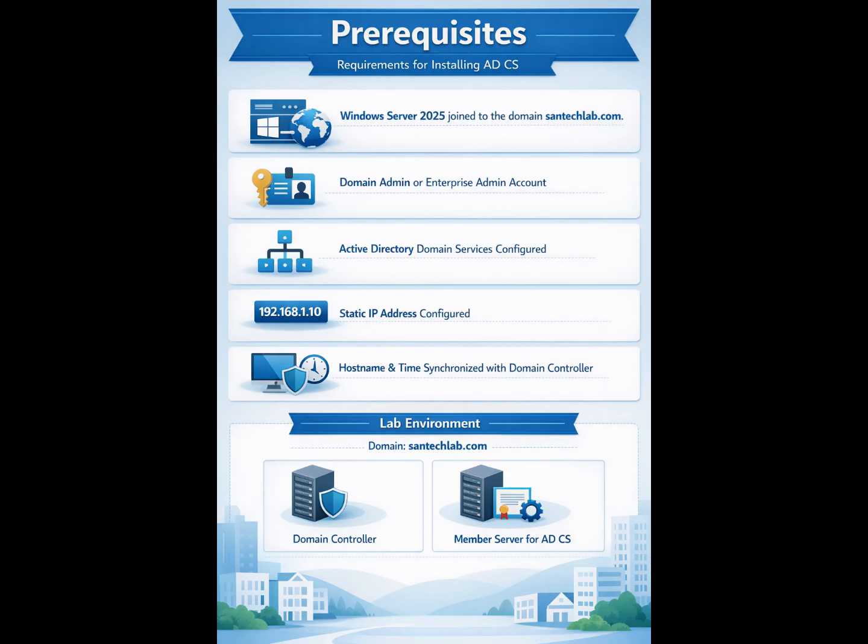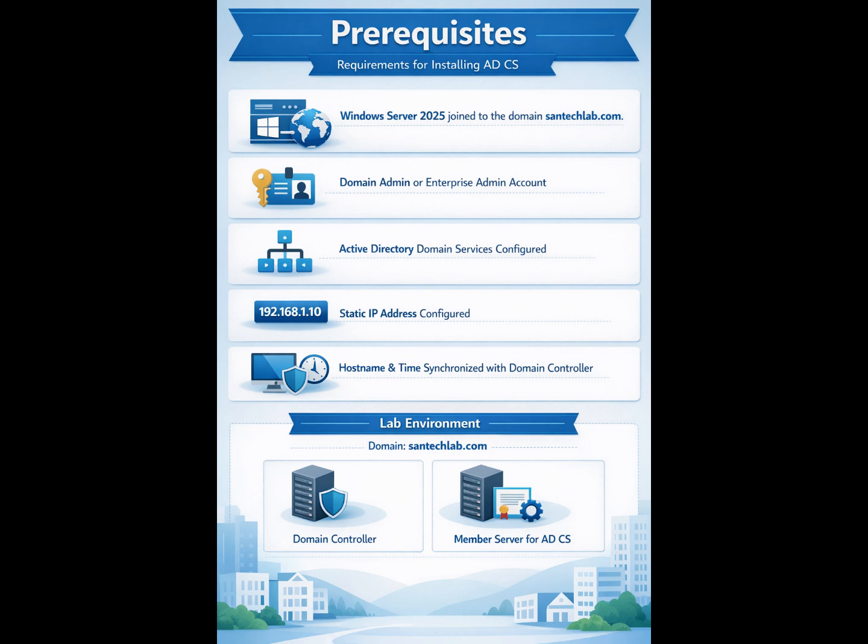Before we begin, let's quickly review the requirements for installing ADCS. A Windows Server 2025 machine joined to your domain, a domain admin or enterprise admin account, a properly configured Active Directory domain services environment, a static IP address configured on the server, and finally, the server's host name and time synchronized with the domain controller.